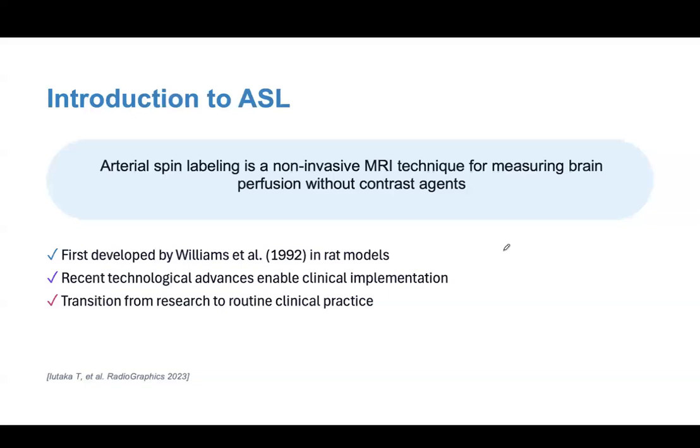Introduction to ASL. What is actually ASL? ASL is a non-invasive MRI technique which is used for measuring brain perfusion without any contrast agents. Initially, this technique was introduced in 1992 in rat models, but it was not widely used in clinical practice initially because it had a lower definition and lower signal to noise ratio. Hence, in the initial periods, it was used only in clinical and research settings. But as technological advancements occur, it is now slowly getting incorporated into routine clinical practice.